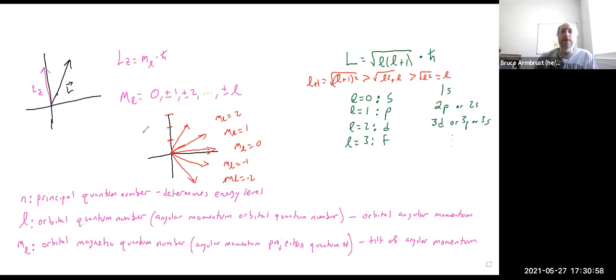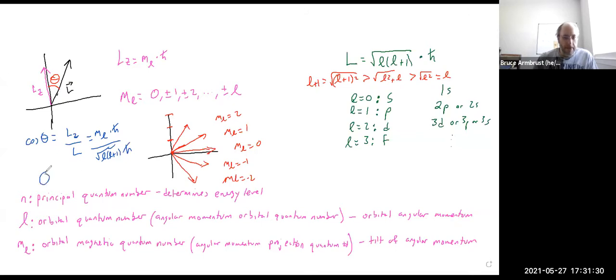But the one other thing that we can do with this is we can actually calculate the tilt. So if we call that guy theta, what we know is that the cosine of theta is going to equal the magnitude of Lz over the magnitude of L, just from trig, right? Which is going to be m_l times h-bar over the square root of l times (l plus 1) times h-bar.